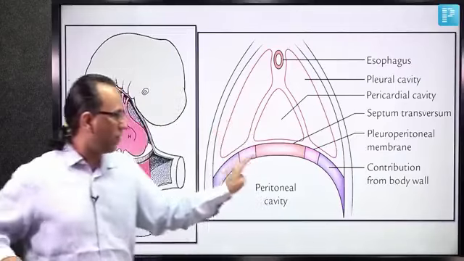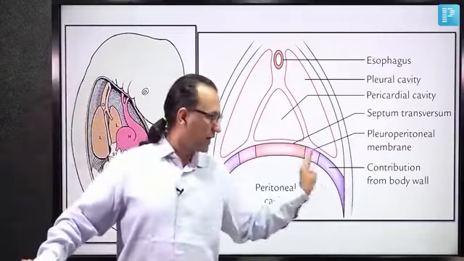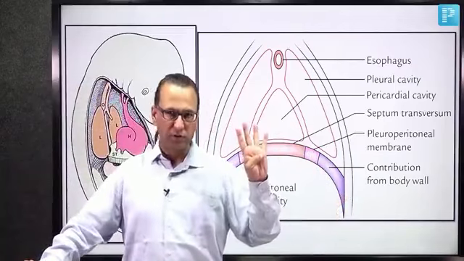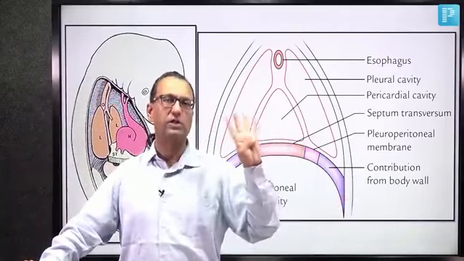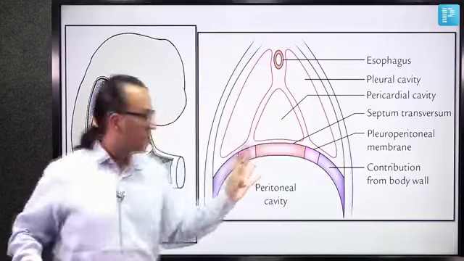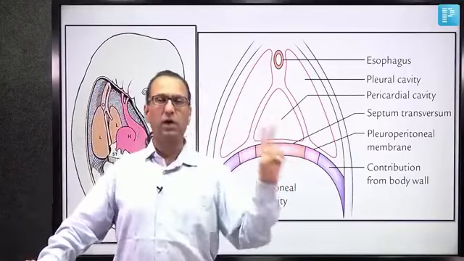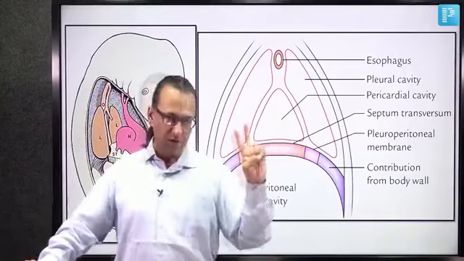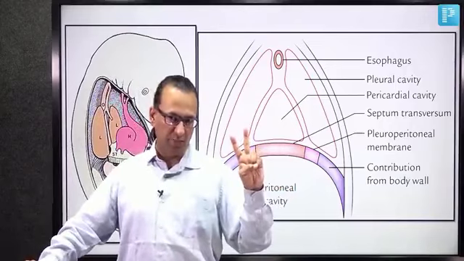Now the third one is the body wall on either side, and the fourth component will be the dorsal mesentery of the esophagus, which will be lying posteriorly and contributing to the crura of the diaphragm. This can be seen in the transverse view of the developing diaphragm.